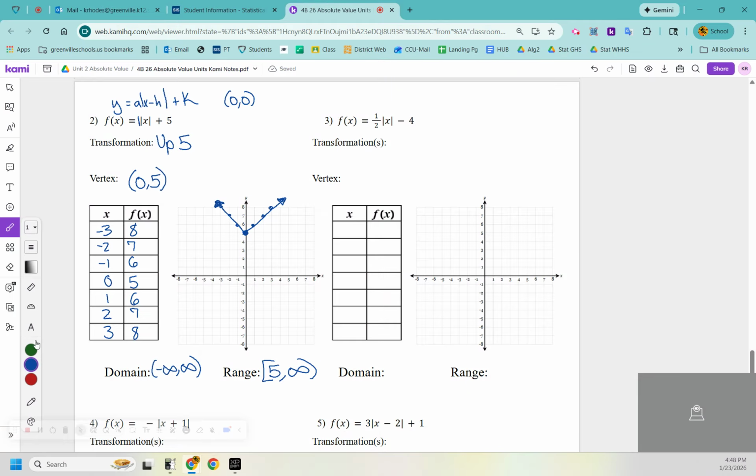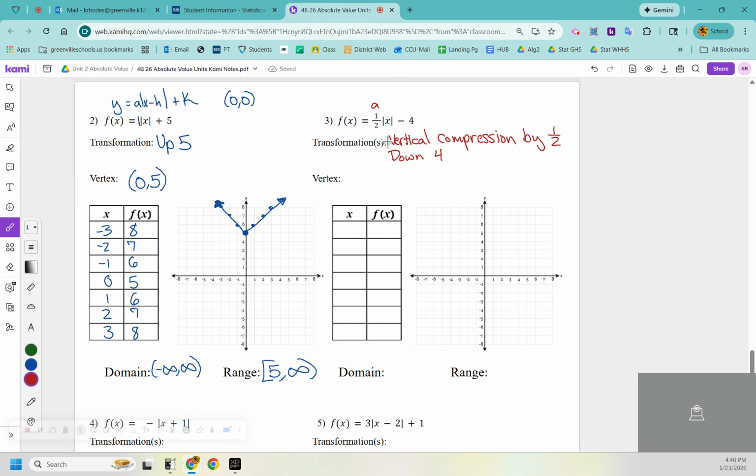Okay, now we're going to do 2 transformations, and a has changed. So a is my number in front of my absolute value. It is 1/2. 1/2 is in between 0 and 1, so that is a vertical compression by 1/2. And think of it like stepping on an orange, it's going to get fatter. And then -4, so that will also be down 4.